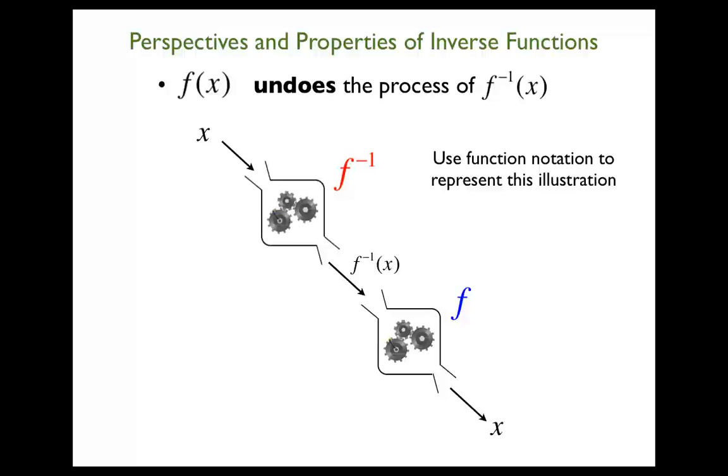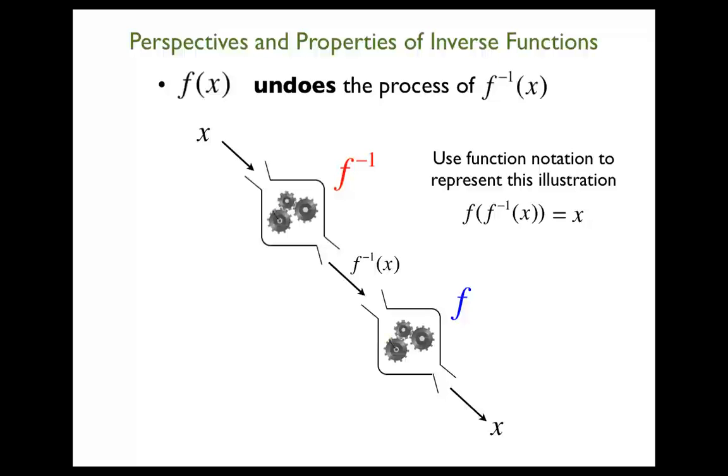Where's Taz? How'd you do? I did f of f inverse of x equals x. That's it. What comes first? f inverse comes first. Put x into f inverse, and we get the output of f inverse. And then we put that output into f. It undoes what f inverse did, and it gives you back what you had originally. Okay, any questions on that?